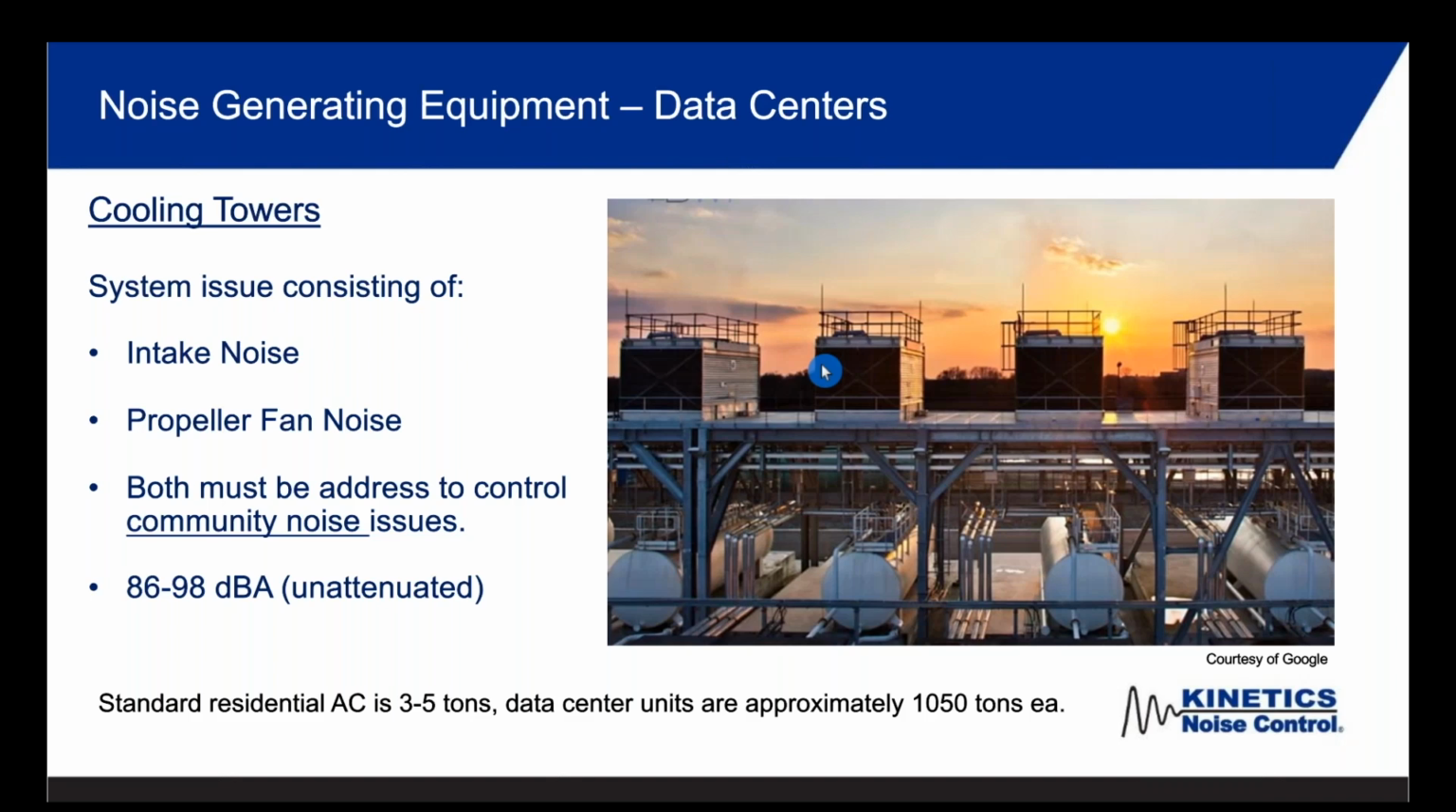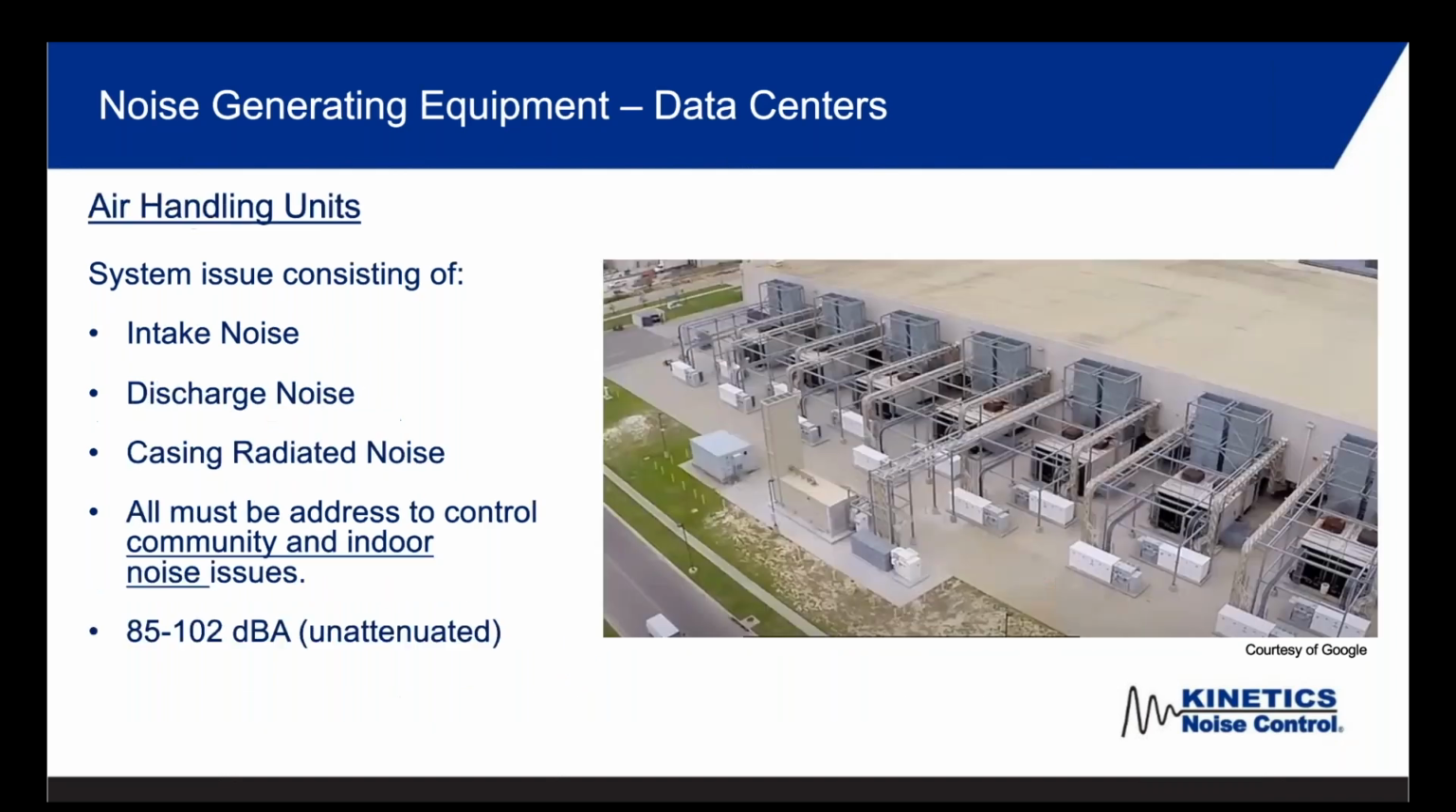Noise control can be applied and it's an awesome thing, but you just have to make sure somebody understands how the equipment operates. I was running on a side item here. For standard residential AC units for your house, you might order a 3 to 5 ton unit. I thought it was interesting: if you look at one of these units, now there's a redundancy here, of course, but one unit is about 1,050 tons each, whereas our houses are only 3 to 5. I like those comparisons. This is big power. This is big cooling, hence big data.